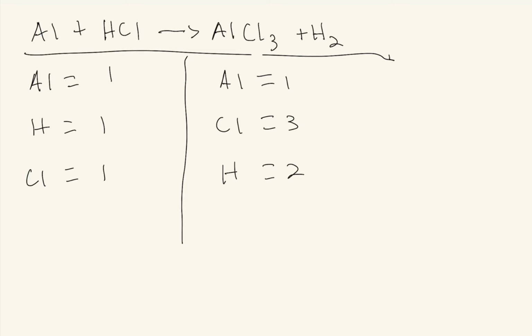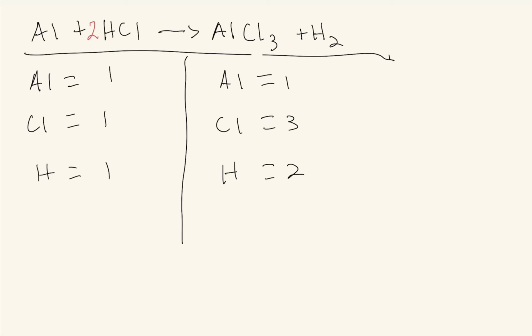So to fix this, let's start on the left side. Looks like the aluminums are balanced. And let me switch these actually, so this isn't confusing, it all lines up. So to fix this, looks like we're going to have to mess with the hydrochloric acid on the left side. So looks like chloride is 3 on the right side and hydrogen's 2. So if we multiplied this by 2, we would have only 2 chlorides, but the hydrogens would be good. So that can't be right.